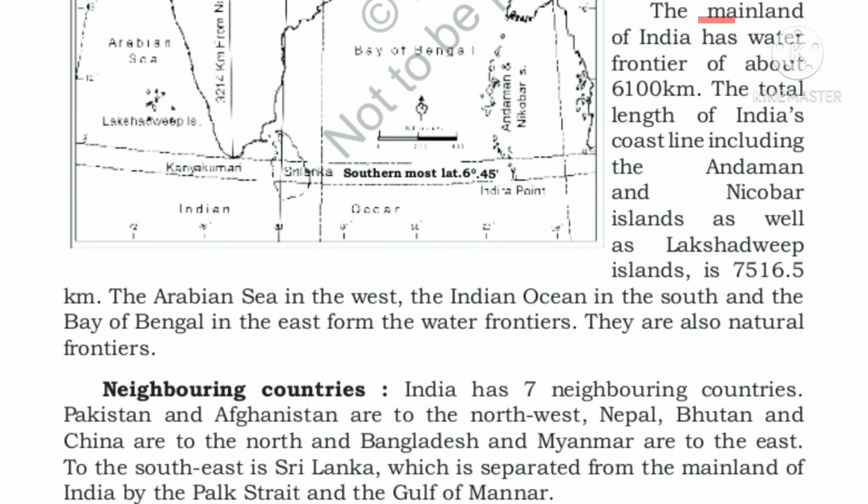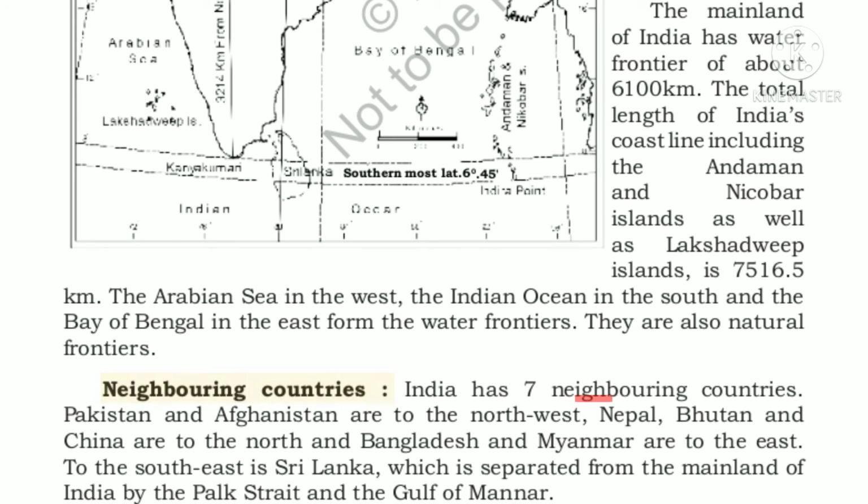The mainland of India has a water frontier of about 6,100 kilometers. The total length of India's coastline, including the Andaman and Nicobar Islands as well as the Lakshadweep Islands, is 7,516.5 kilometers. The Arabian Sea in the west, the Indian Ocean in the south, and the Bay of Bengal in the east form the water frontiers. They are also natural frontiers.